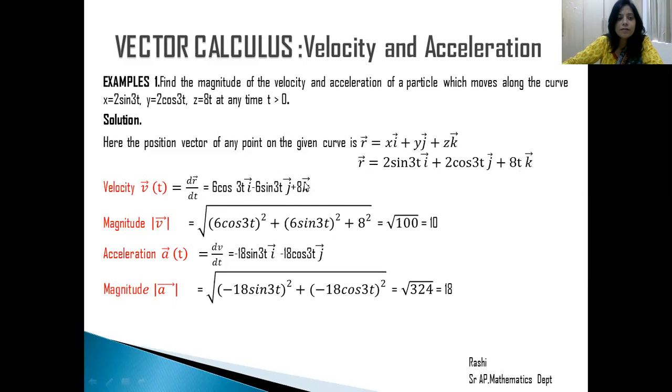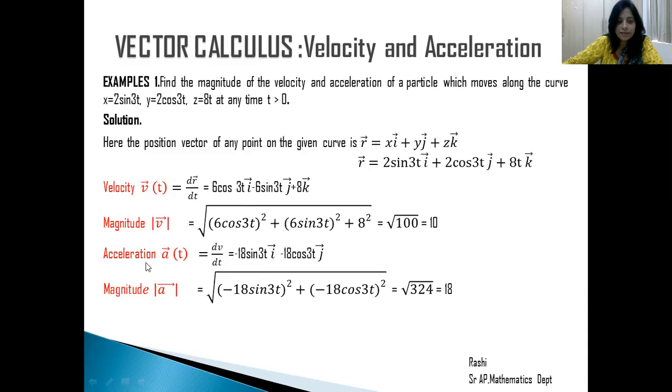Now how to get the magnitude of velocity? We all know what is the formula for magnitude. It is under root of coefficient of i square plus coefficient of j square plus square of coefficient of k. So I will get this. So the value is 100, as I know that sine square plus cos square is equal to 1. So the magnitude of velocity is 10.